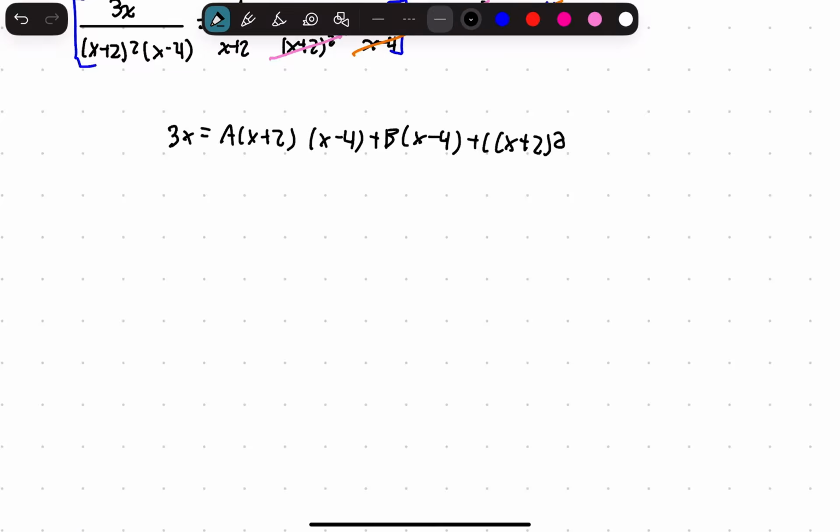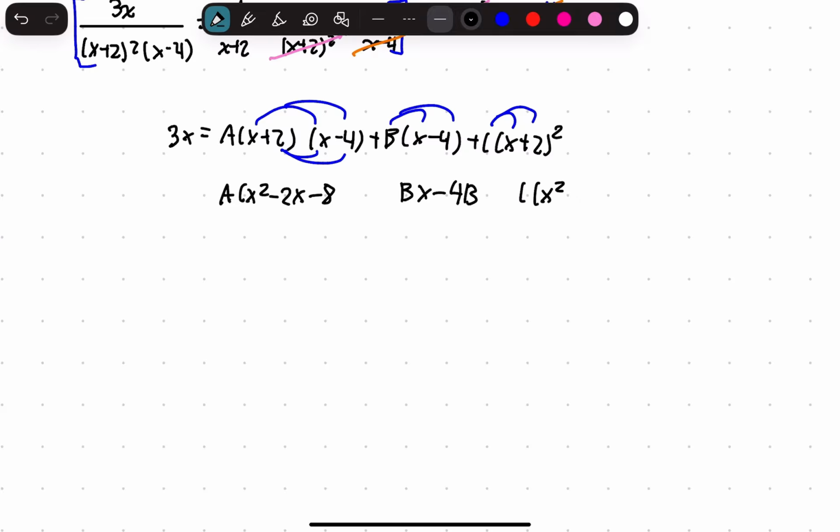So now we want to expand each term. We can start by foiling these first. So then you get a times x squared minus 2x minus 8. And then you get b. You foil this, and you foil this. That's squared. So you get bx minus 4b. And then you get c times x squared plus 4x plus 4.